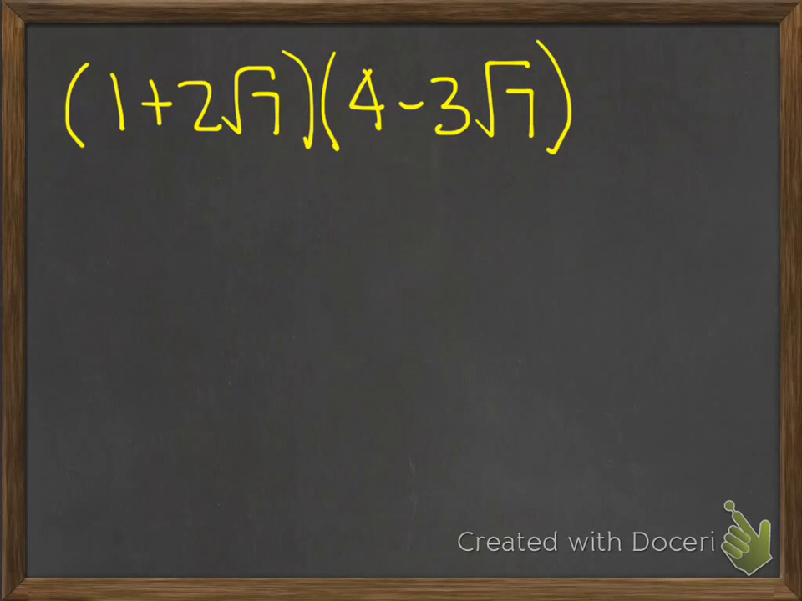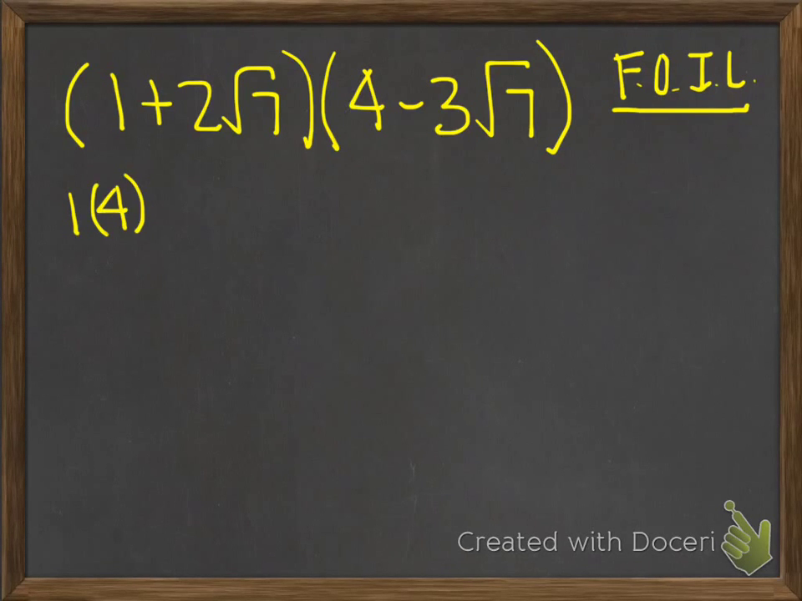So let's take a look at an example of how we find the product of the radical expressions. Again, we're going to use the FOIL technique. And remember from polynomials that FOIL stands for first, outer, inner, and last. So the first, we're going to take 1 times 4.